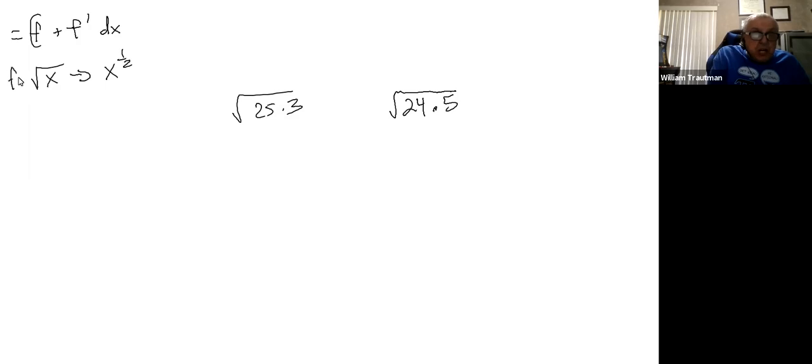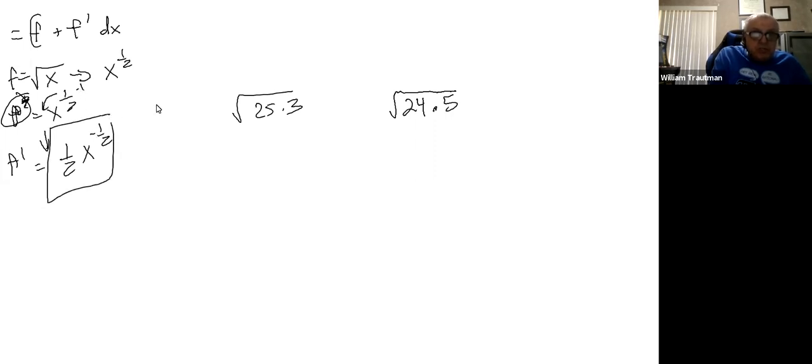So this is our function, and I want to take the derivative of our function, the derivative of x to the 1/2. That's not the derivative yet. The derivative is 1/2 x to the negative 1/2. You bring the 1/2 in front, and then you subtract 1, and this is the derivative.